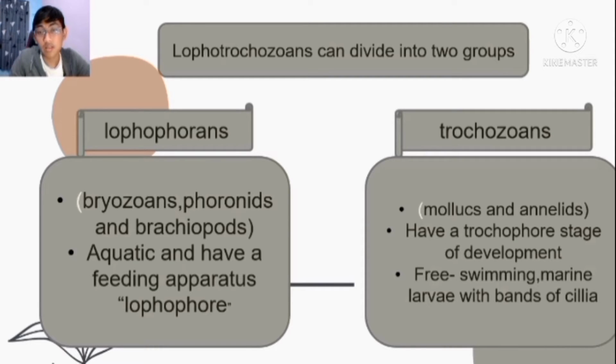Now let's look at Trochozoans. Example animals found in Trochozoans are mollusks and annelids. Actually, Trochozoan animals have a trochophore stage of development, and the characteristic of Trochozoan animals is free swimming marine larvae with cilia that control movement direction.